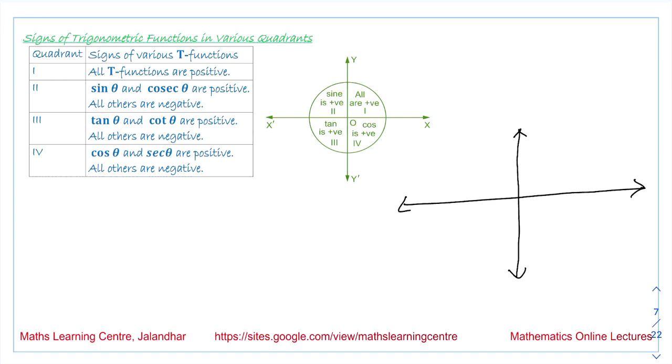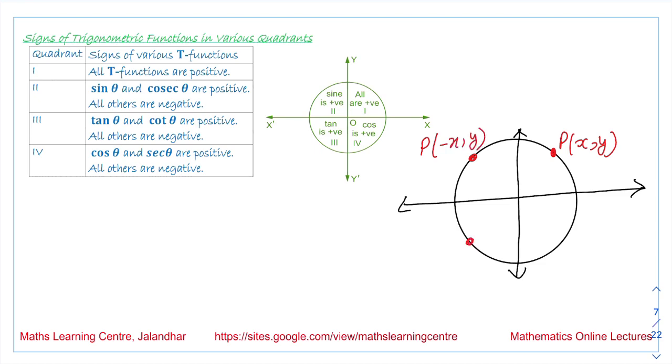We are considering the point P on the circle, and that point may lie in different quadrants. Suppose the point P lies in the first quadrant, then the values of both x and y will be positive. If the point P lies in this quadrant, the value of x will be negative, y will be positive. If P lies in this quadrant, both the values of x and y are negative. If the point P lies in this quadrant, the value of x is positive and the value of y will be negative. Now what is this x?